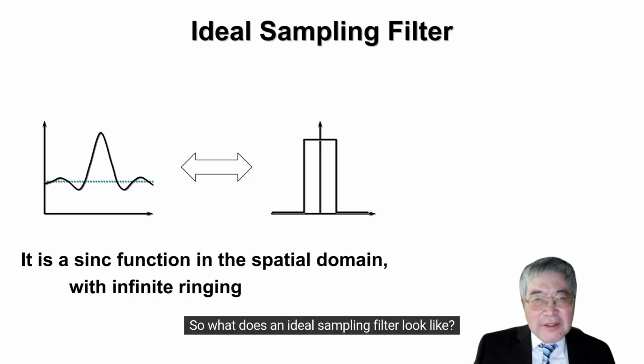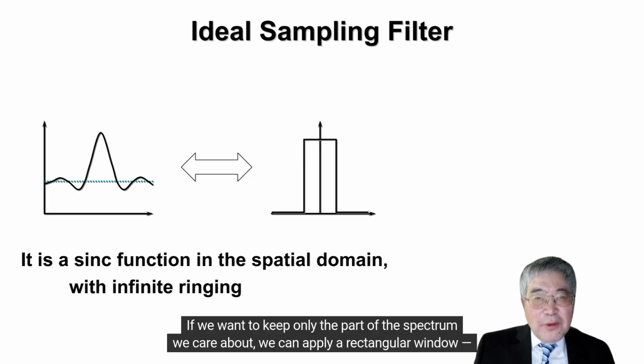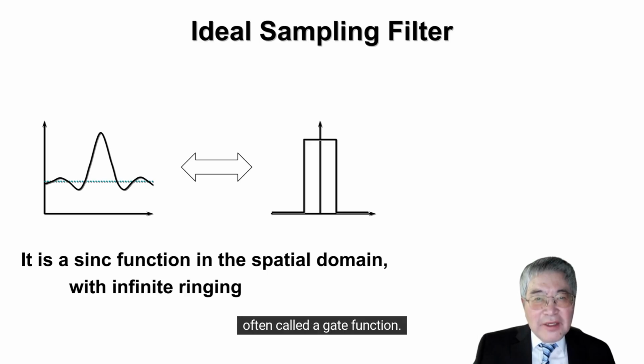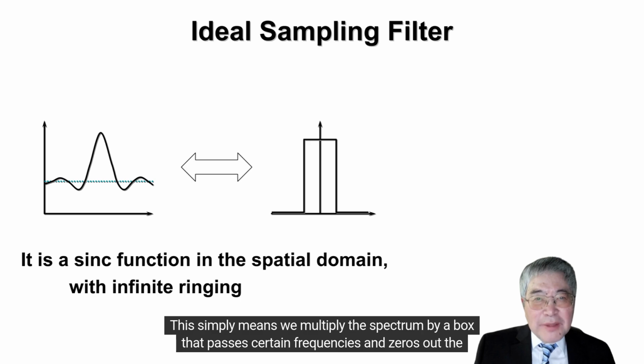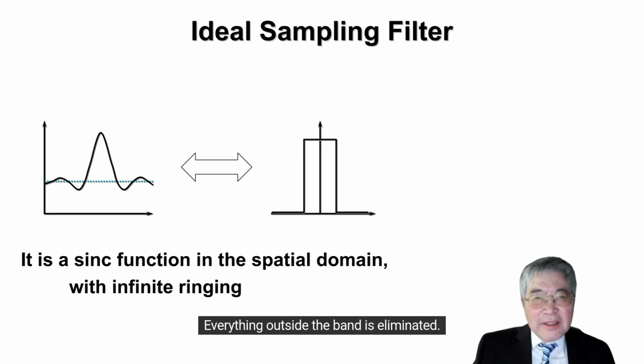So what does an ideal sampling filter look like? Let's start in the frequency domain. If we want to keep only the part of the spectrum we care about, we can apply a rectangular window, often called a gate function. This simply means we multiply the spectrum by a box that passes certain frequencies and zeroes out the rest. Everything outside the band is eliminated.